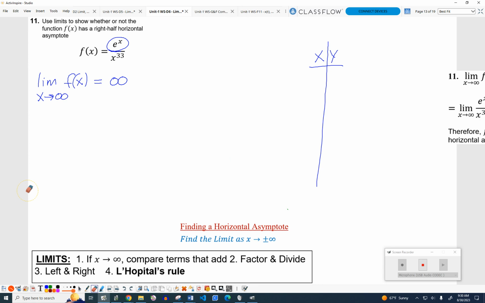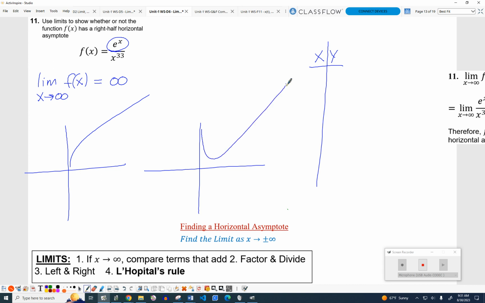This one has no horizontal asymptote, because if we were trying to sketch the graph, this also has a vertical asymptote at 0. Yeah, because if x equals 0, you get a 0 on the bottom. I don't know if it does this or if it does that. I'd have to get a calculator out.